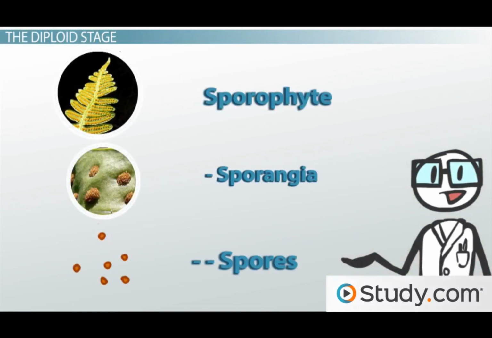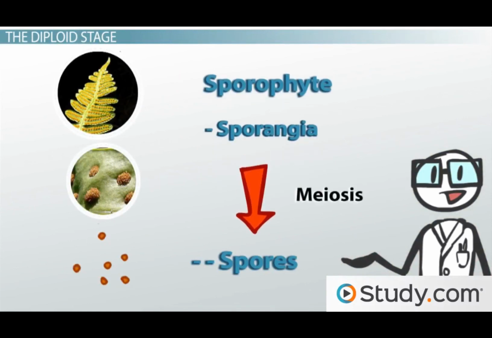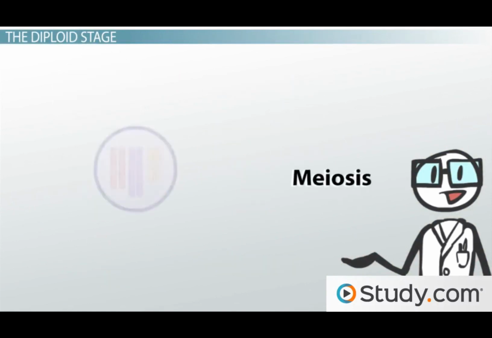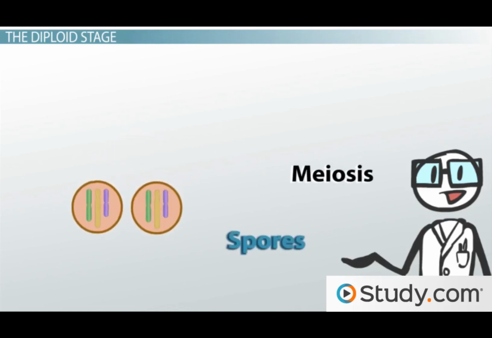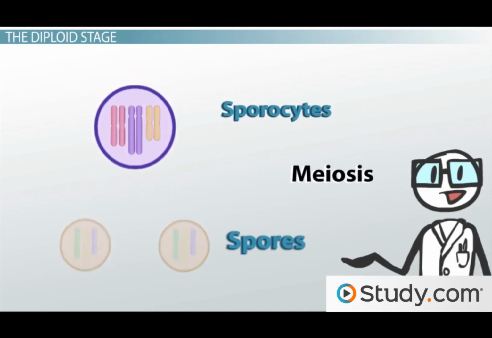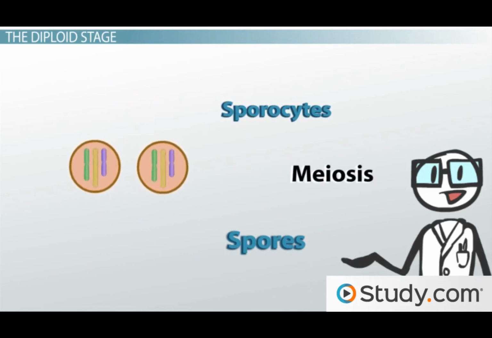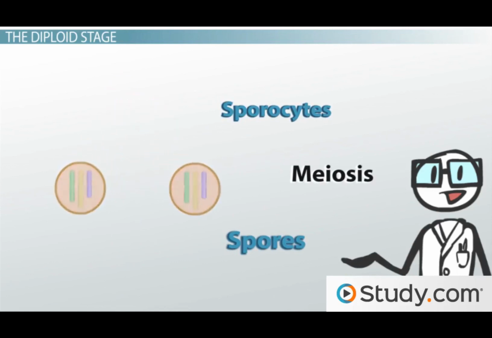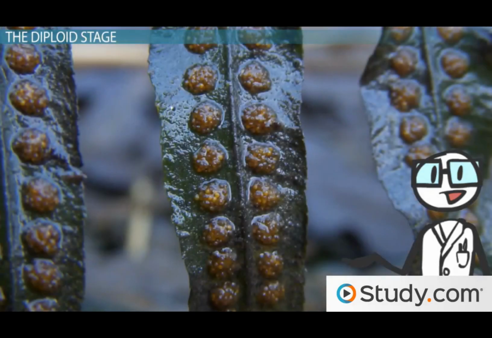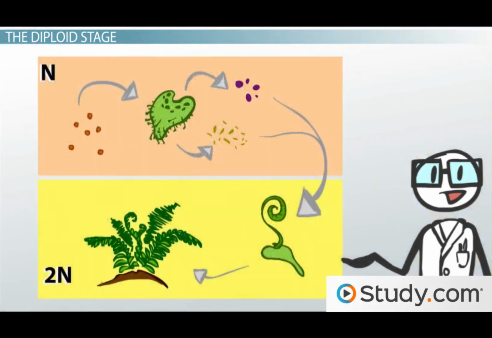Sporangia are organs that produce spores through the process of meiosis. Within each sporangium are cells that actually go through division to become spores. These sporocytes are diploid cells that undergo meiosis to produce haploid spores. These spores are microscopic, meaning they are very small. While you can see the groups of sporangia on the underside of fern leaves, you cannot see the spores without the aid of a microscope. Once released, these spores will then start the haploid stage of the life cycle.